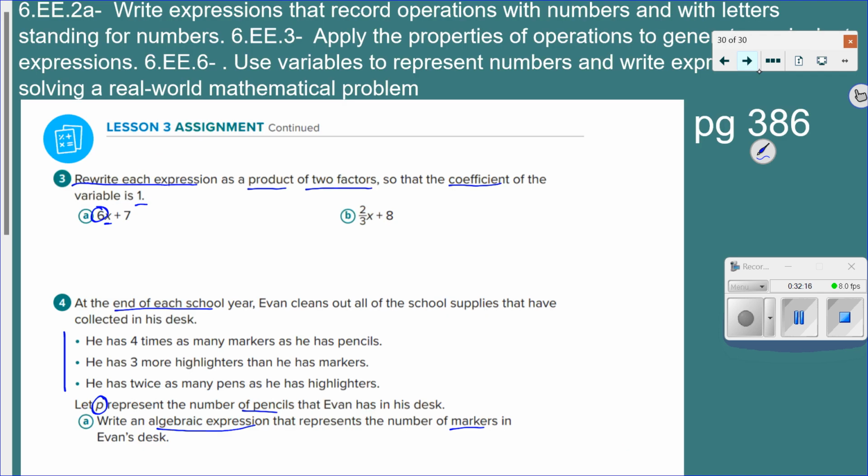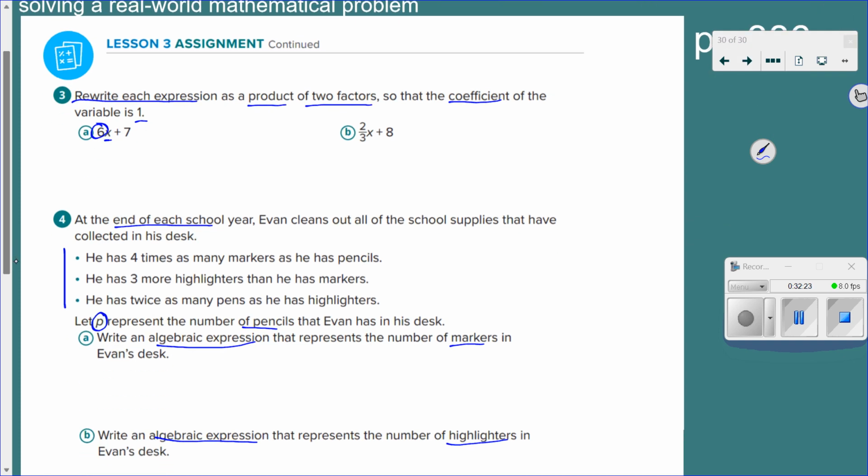Okay, we write each expression as a product of 2 factors. In other words, I want the coefficient to be 1. What that tells me is I'm going to have to take this number out. So basically, I'm dividing my constant by the coefficient, which gets a little more complex when it's a variable, but it's not that big of a deal, or with a fraction.